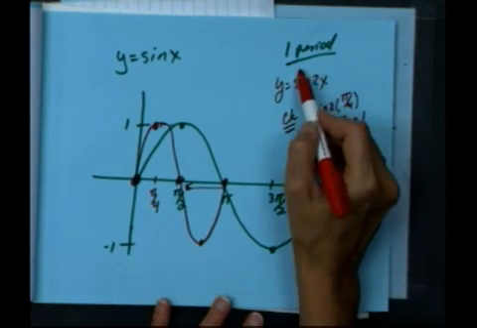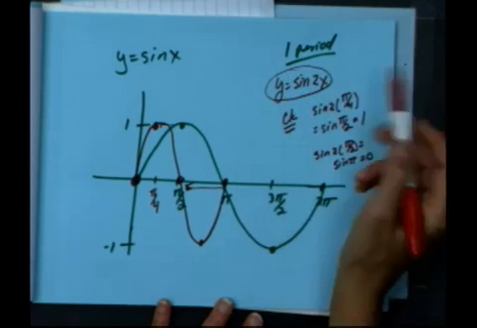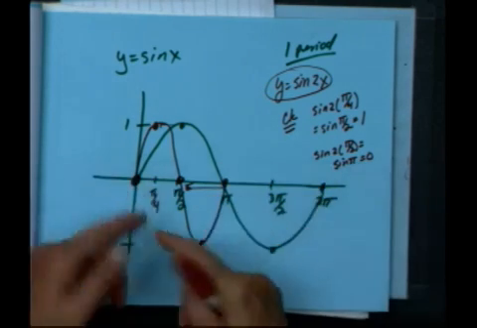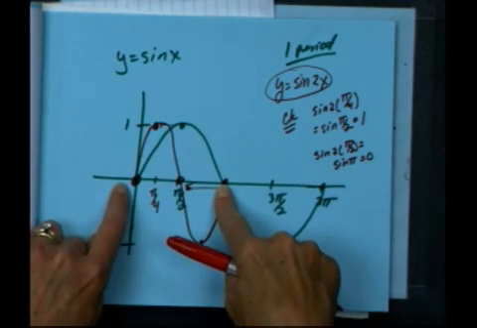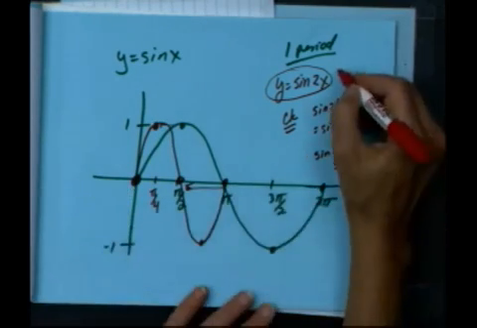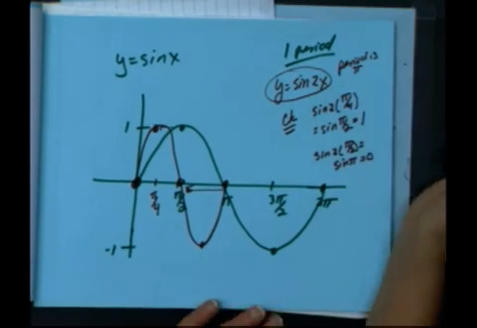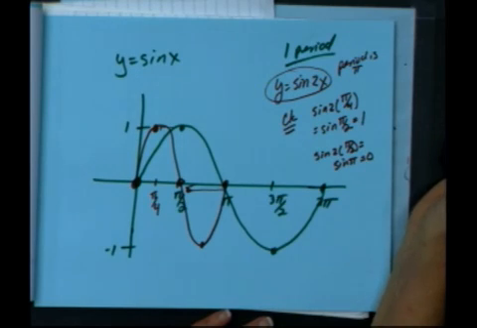So what is the period for y equals sine 2x? What's the period? Pi, because that's how far this curve goes before it starts to repeat itself. So the period here is pi. Okay? All right.